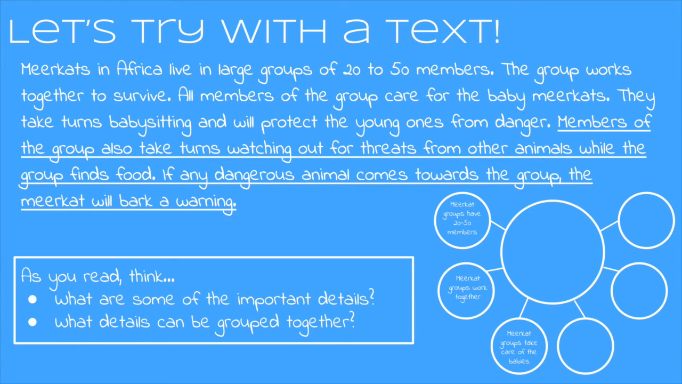And let's look at the rest of our text. This all goes together. Let's read it to see why. Members of the group also take turns watching out for threats from other animals while the group finds food. If any dangerous animal comes towards the group, the meerkat will bark a warning. This is all about how members of the group take turns watching for threats, so we want to include that in our graphic organizer as well. Meerkat groups take turns watching for danger.